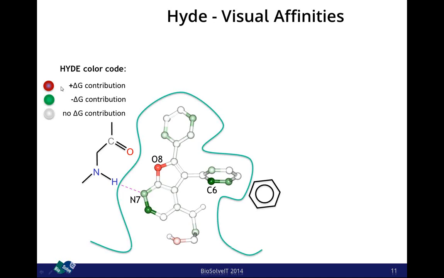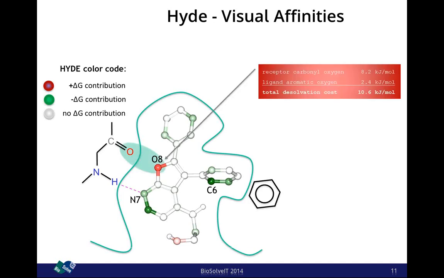The color coding is as follows. It is red if it is a positive delta G, so an unfavorable contribution. It is green for a negative delta G, so a favorable contribution, and it ranges from green over white, which is no contribution, to red. Yeah? And let's just look at a few exemplar cases. Here is an acceptor sitting opposite to another acceptor on the ligand side.